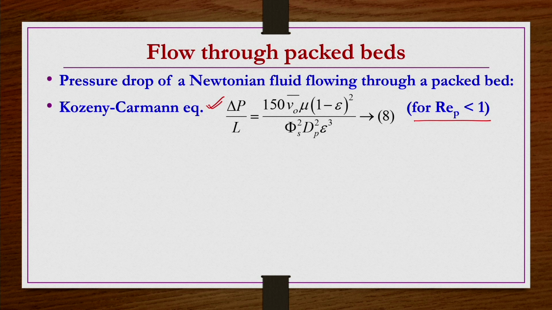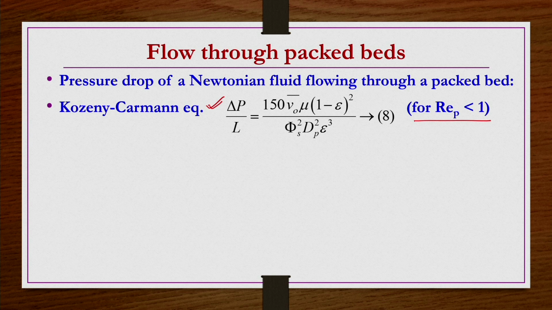We can obtain the pressure drop of a fluid flowing through a packed bed from this equation, provided the Reynolds number is less than 1. Because on the right hand side everything is known: V naught bar is the superficial velocity or empty tower velocity, mu is the viscosity of the fluid, both known in general, and epsilon is the voidage of the bed, so that is also known. For a given type of particle, the size of the particle and the sphericity of the particle are known in general. So, everything on the right hand side is known, and one can simply substitute these parameters and find the pressure drop.